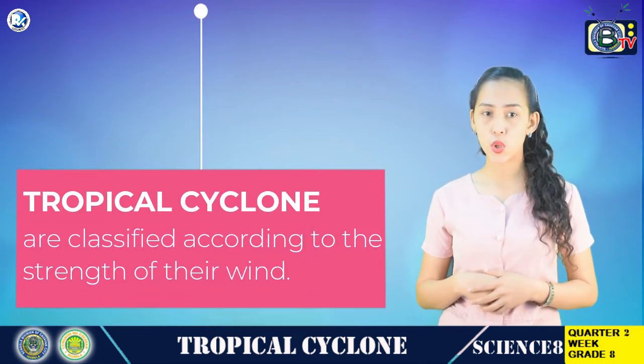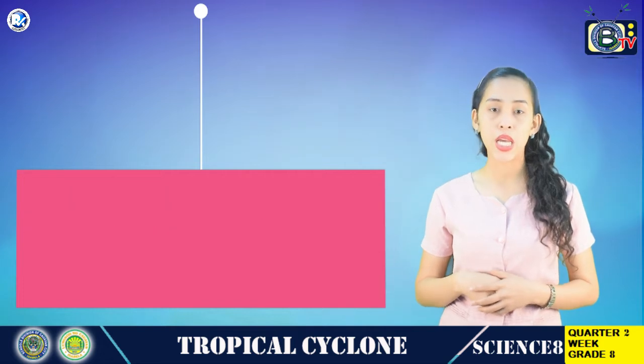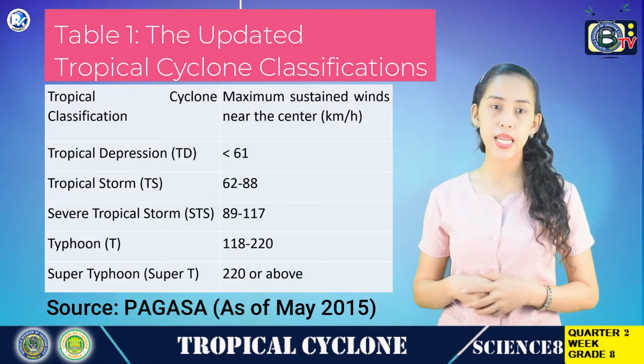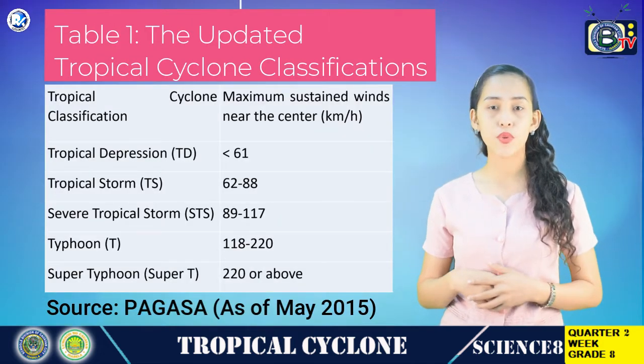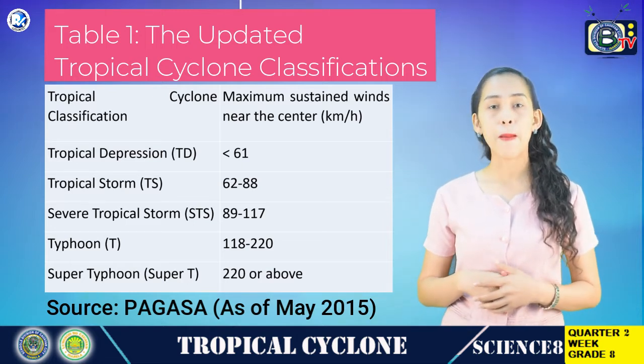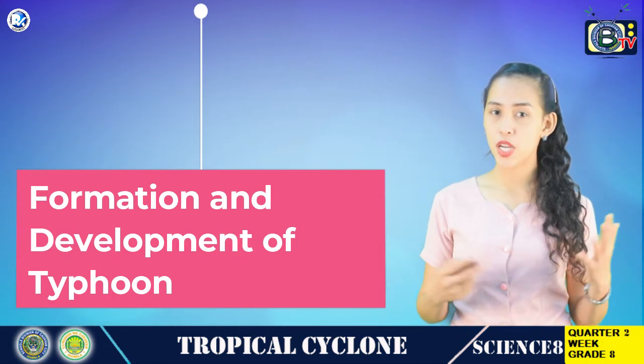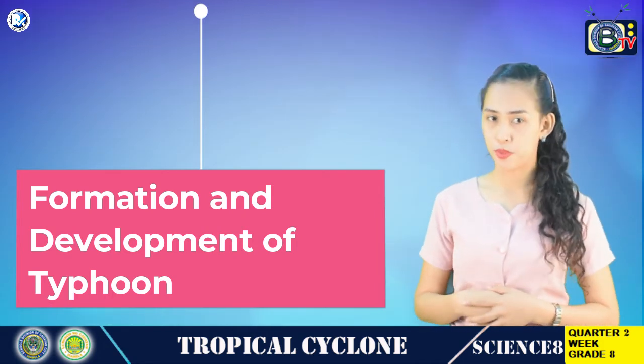The tropical cyclones are classified according to the strength of their winds. Table 1 shows the updated classification with 5 tropical cyclone categories issued in 2015 by PAGASA. Now, let's proceed to the formation and development of a typhoon.